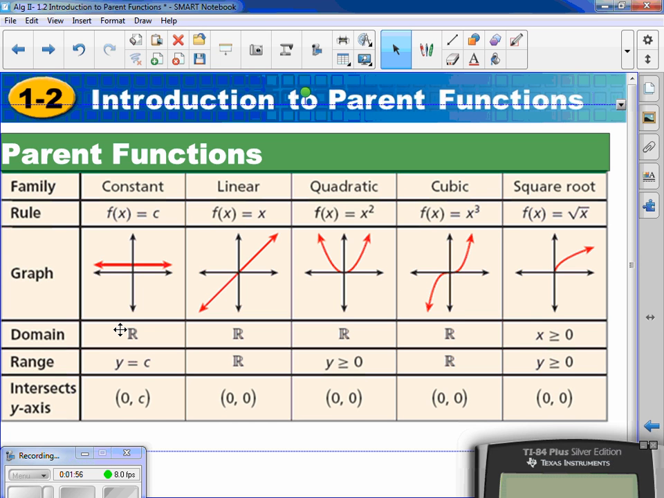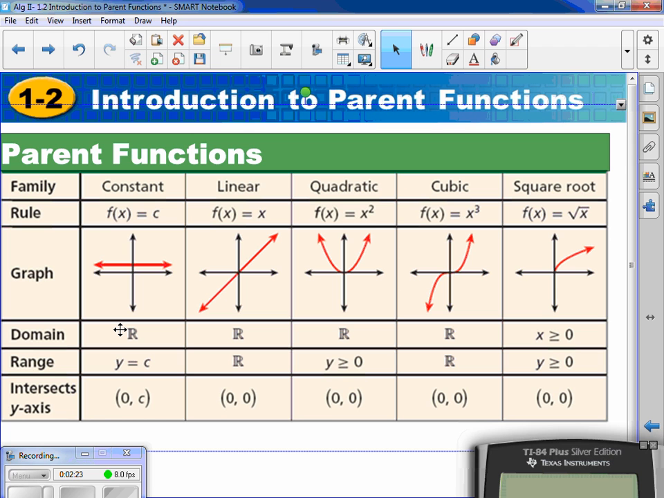A linear function is a function of the form f of x equals x. When we graph it, it's a diagonal line. The domain is all real numbers. The range is all real numbers. There are no limitations on what you can graph. The y-intercept is 0, 0.